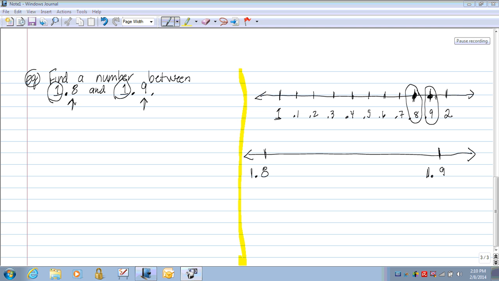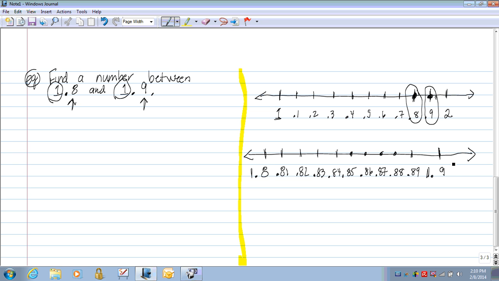To find numbers between 8/10 and 9/10 now, I'm going to have to extend my place value out to the hundredths place value. So if I divide this number line, this would be 1 and 81/100ths, 1 and 82/100ths, 1 and 83/100ths, 1 and 84/100ths, 1 and 85/100ths, 1 and 86/100ths, 1 and 87/100ths, 1 and 88/100ths, 1 and 89/100ths, and then the next would be 1 and 9/10, or 90/100ths.